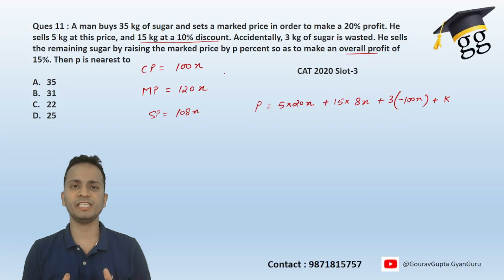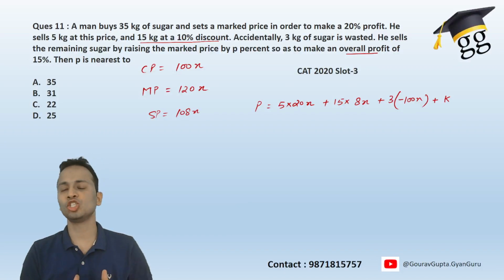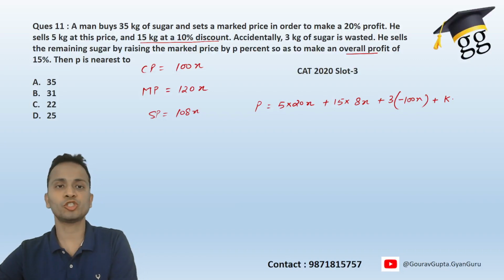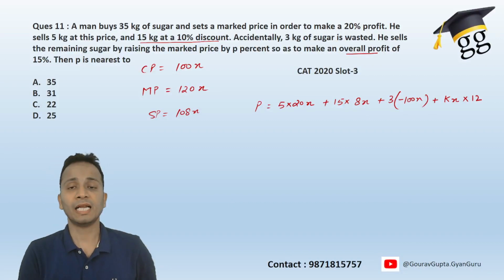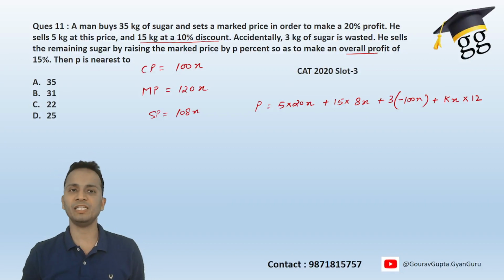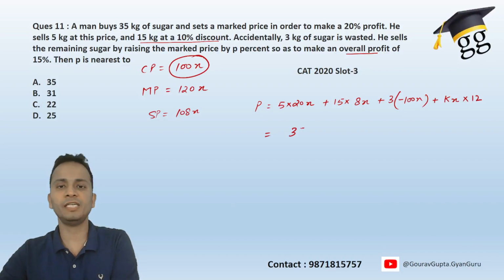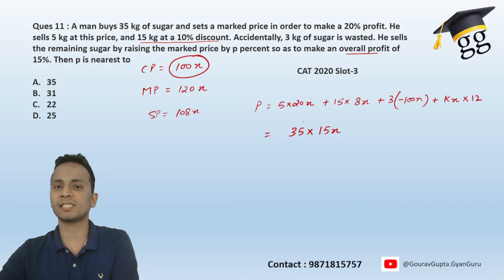Now the total quantity which is left: 5 kg and 15 kg are already sold, 20 kg is gone, 3 kg is wasted out of 35 kgs. So now he is left with 12. If k is the profit percentage, he will sell it at a profit of kx multiplied by 12. So this will be the total profit. Now he is making an overall profit of 15% on 100x. So this can be equated to 35, the total quantity of sugar, multiplied by 15x, that is the profit on each kg of the sugar. So this is the entire equation.